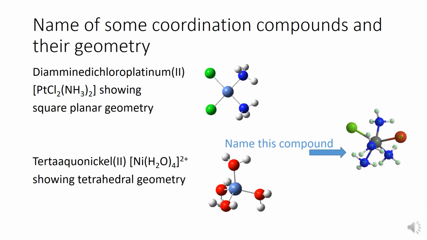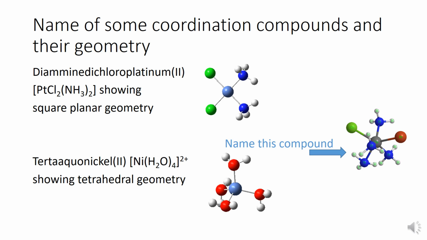Further on, we wish to name diamminedichloroplatinum(II). You can see the 2 green chloride ions and the 2 ammine ligands attached in a cis position, and this shows a square planar geometry.